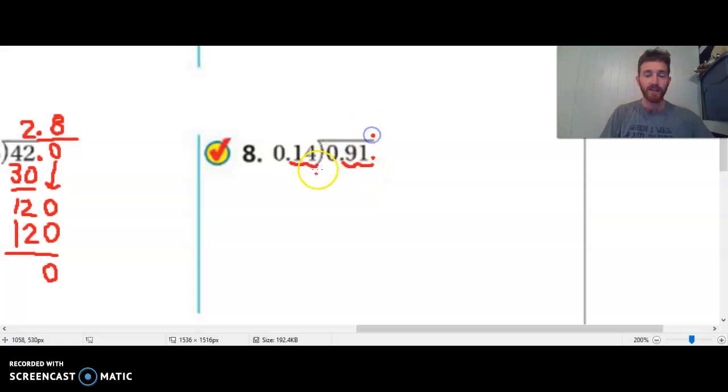So again, it's all going to work out the same. Basically what we're saying here is that 91 divided by 14 is going to give us the same answer as 0 and 91 hundredths divided by 0 and 14 hundredths. It's just that this is going to be an easier way to get there because it's a lot easier to think in terms of those whole numbers, okay?